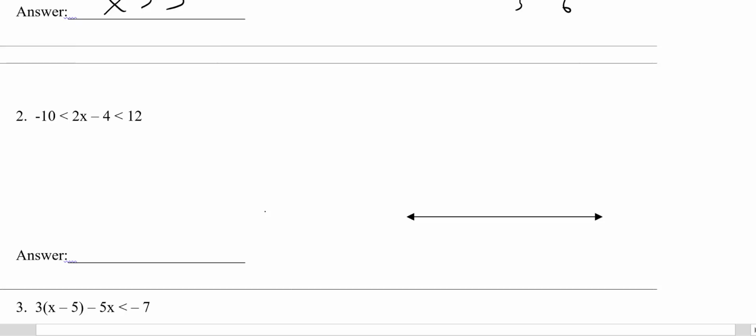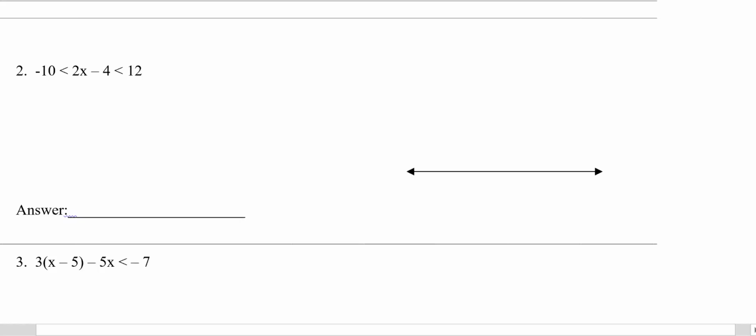Okay. Next one, I can tell it's a between problem. So you know what I'm going to do? I'm going to do this right away. I see these are open dots. So I'm going to do this. I know it's going to be a barbell. I know it is. So I'm just going to put it there.